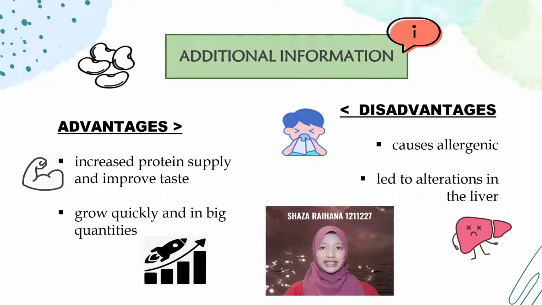However, the disadvantages of genetically modified soybeans: it causes allergies because of the change in the genetic composition of modified soybeans. Certain persons who are sensitive may experience an allergic reaction. Besides, it also leads to alterations in the liver, as overconsumption of genetically modified soybeans can result in toxemia and liver damage.